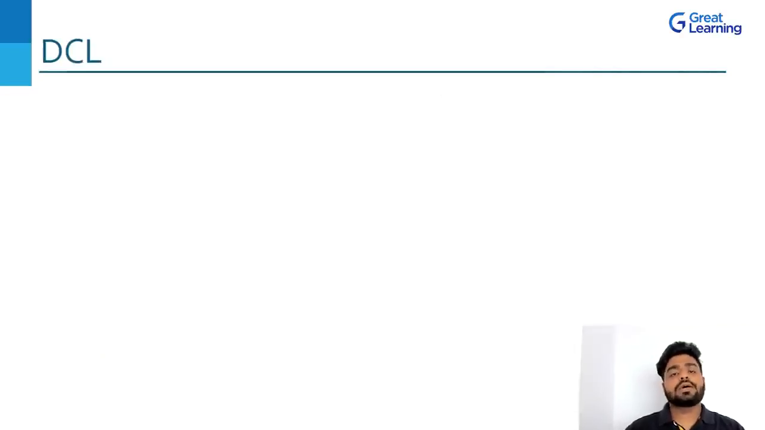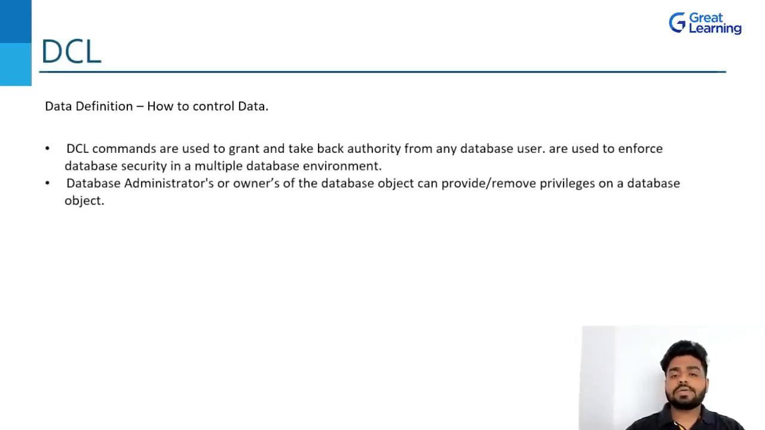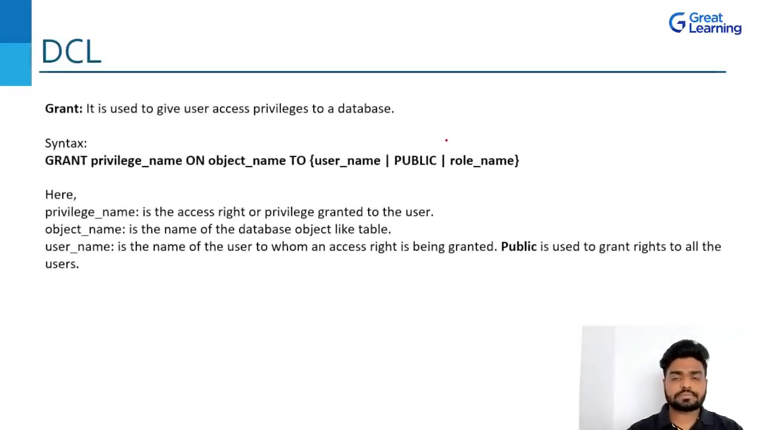That brings us to our third command, which is DCL, which is data control language. So how to control data, right? Now, how to control data is nothing but there are two things. Either we can control it by giving permission or taking permission, right? So there are two commands, which are grant and revoke. Now, if you see here, DCL commands are used to grant and take back authority from any database user. So either I can give privilege or I can take the privilege. That is what we do in DCL.